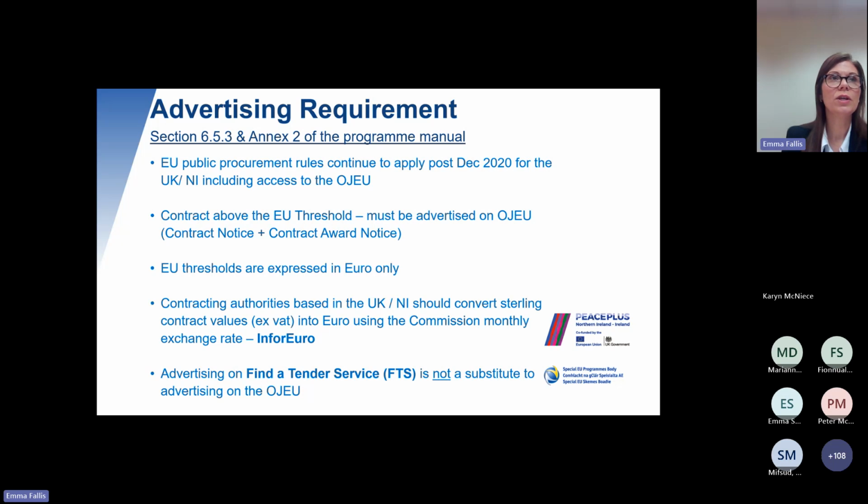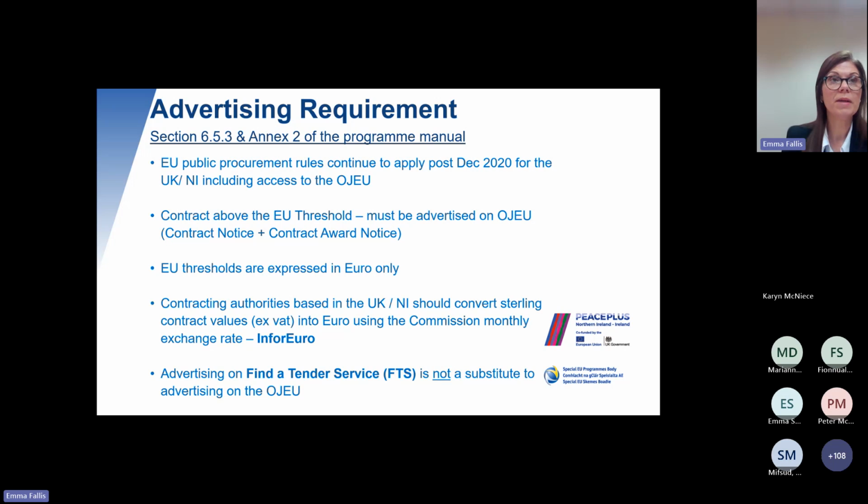So the EU public procurement rules continue to apply post December 2020 for the UK, Northern Ireland, including access to the Official Journal of the European Union, or the OJEU as we call it for short. Contracts above the EU threshold must be advertised in the OJEU, and that is both the contract notice and the contract award notice. And remembering that both those notices have to be published for it to be a compliant process. The EU thresholds are expressed in euro only.